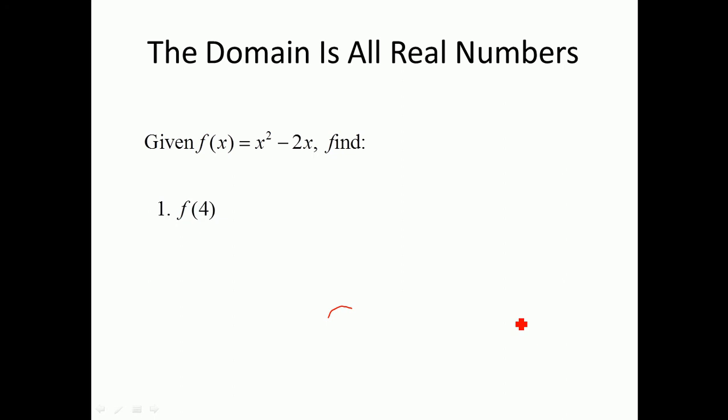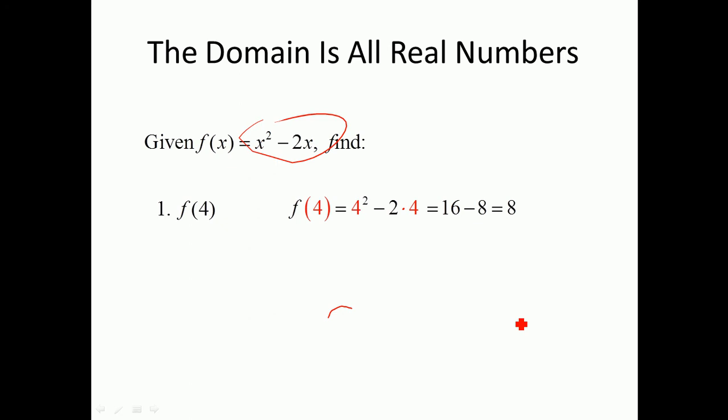What if I put 4 inside of my function? So I want to find out what f of 4 is, meaning that wherever I see an x, I'm going to put a 4. So notice I'm using this equation up here. Wherever I put an x, I put a 4. So that means 4 squared minus 2 times 4. And when I go through it, I should have gotten 8.